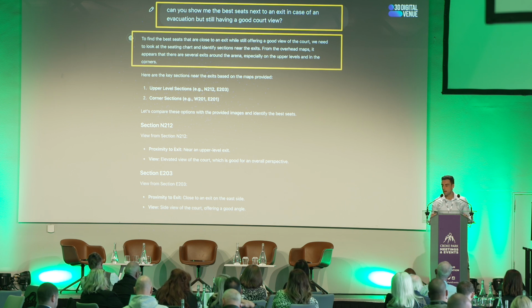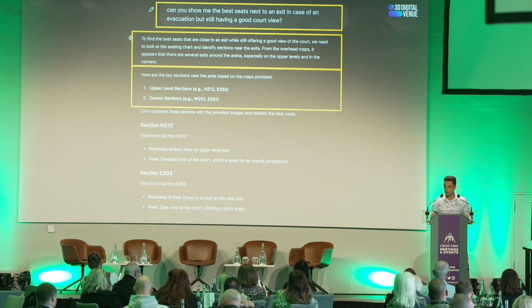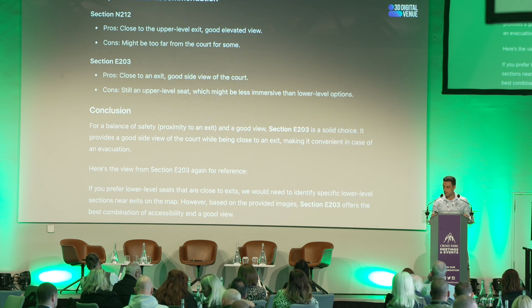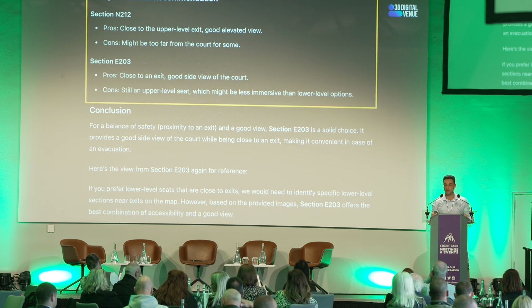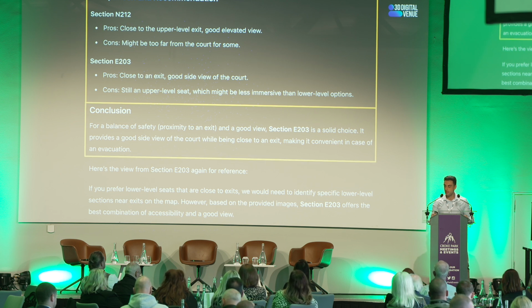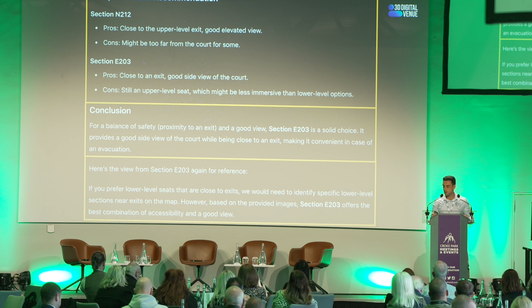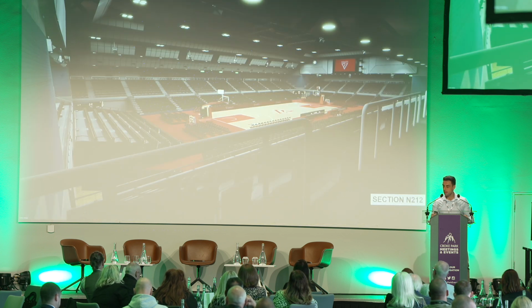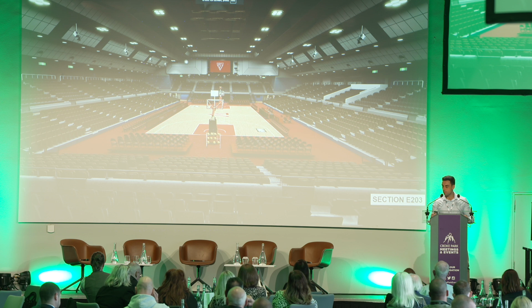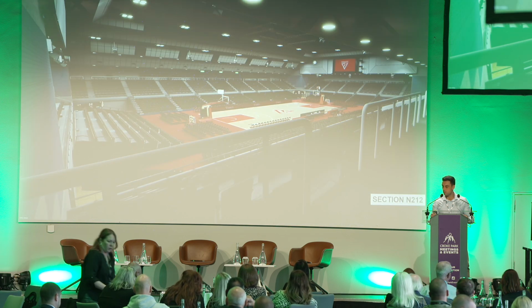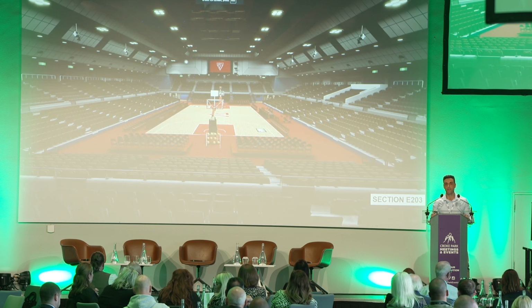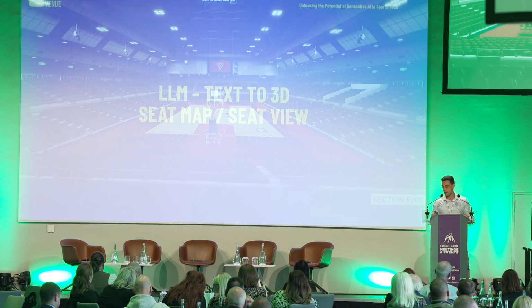It's going to go through a comparison based on the overhead maps and the images that I just uploaded, and it's going to come up with 2 solutions. So upper level sections, where we have 2 images, and corner sections. It's going to compare them, and it's going to present the pros and cons. And as a conclusion, it's going to present the section E203 as the solution. And that's one of the options, N212 and 203. So as you can see, the solution is quite accurate, because this one should be far from the action, so it's finding a compromise between the action and the evacuation plan.